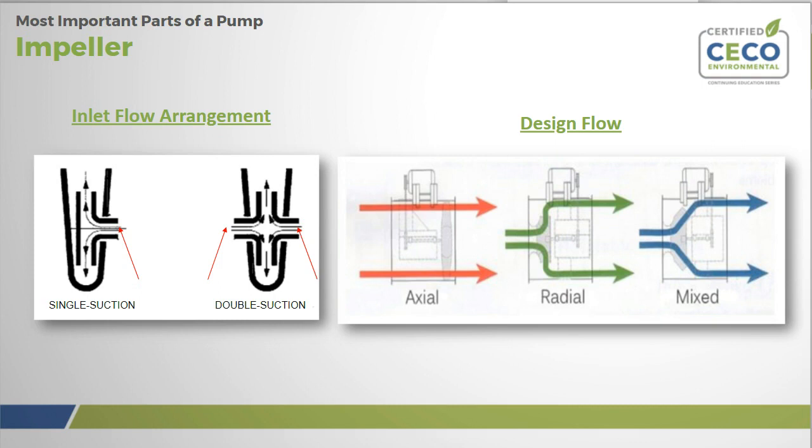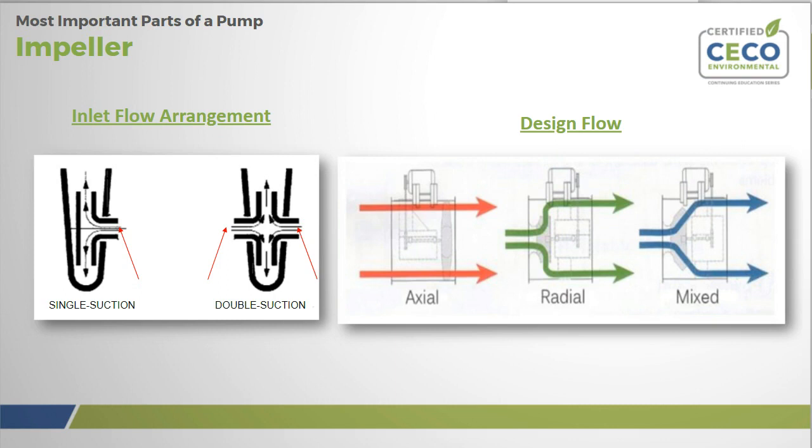The impeller design is the most important factor for determining the performance of a centrifugal pump. A properly designed impeller optimizes flow while minimizing turbulence and maximizing efficiency. When looking at the impeller, we're going to look at three specific areas. The first area is the inlet flow arrangement. This basically is meant to show the number of points that liquid can enter the impeller. Looking at the picture on the left, you'll note a single suction arrangement. Here, the liquid enters the impeller at the center of the impeller from one direction only, the direction as indicated by the red arrow.